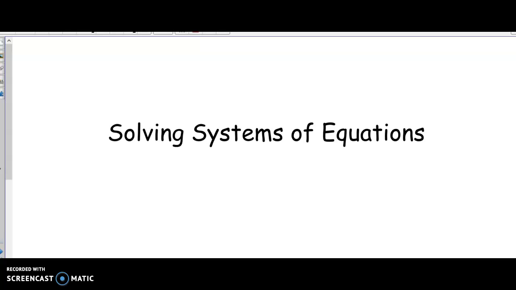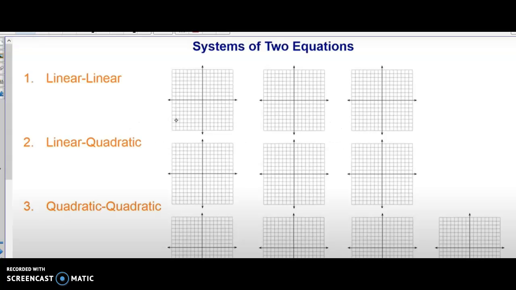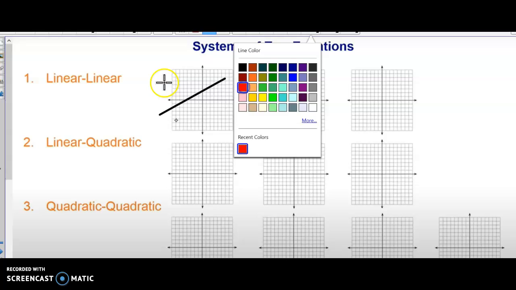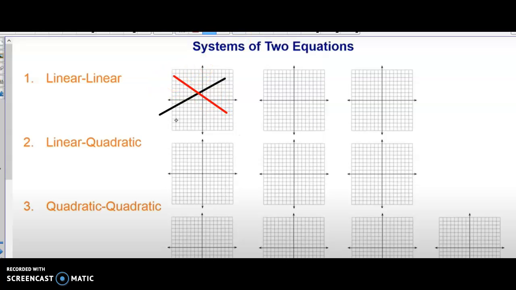Right, today we're going to talk about solving systems of equations. So solving systems of equations, we can have different types of equations. For example, if we have two linear equations, let's say we've got one here, and then let's say we've got another one here. What we're going to look at is where these two lines intersect each other. They intersect one place, so this has one solution.